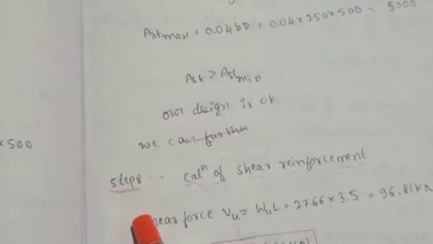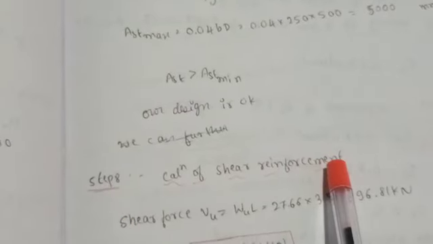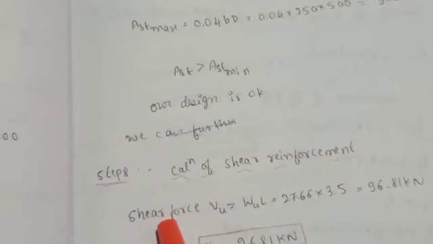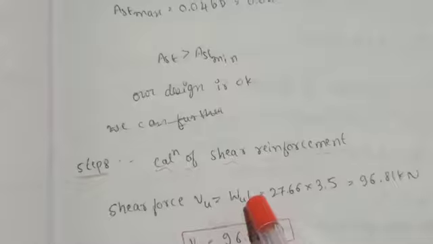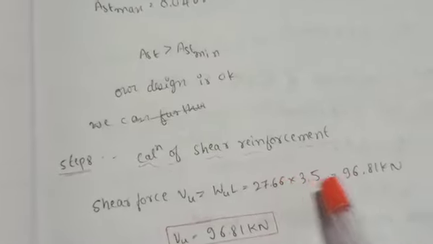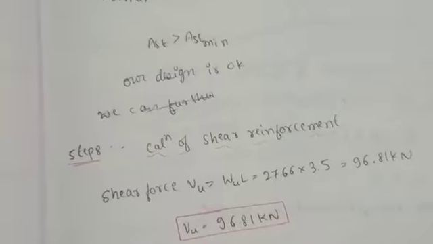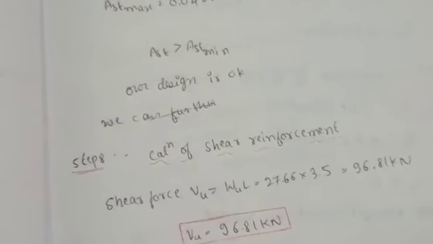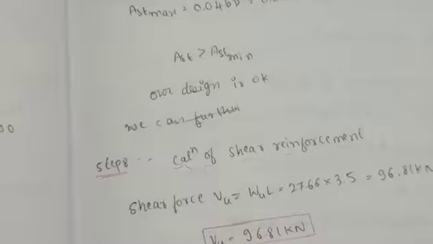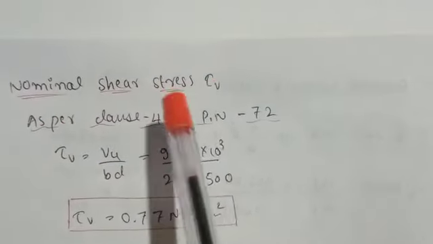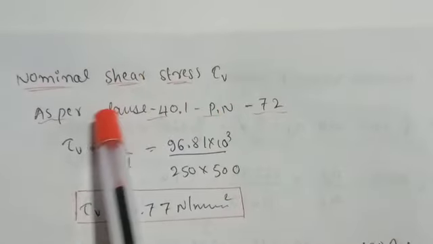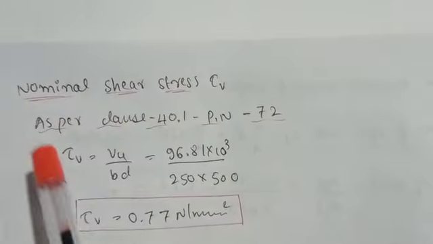After this, we'll go for the calculation of shear reinforcement, that is shear force. Step 8 is calculation of shear reinforcement. For that, shear force, for a cantilever beam we have the formula Vu is equal to wu L. Substitute all the values, simplify this, we'll get 96.81 kilonewton as shear force. So the next step is to calculate the nominal shear stress, denoted as tau v.